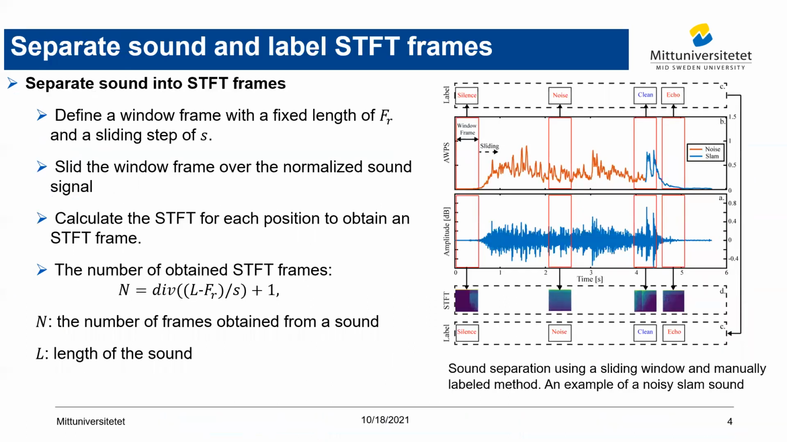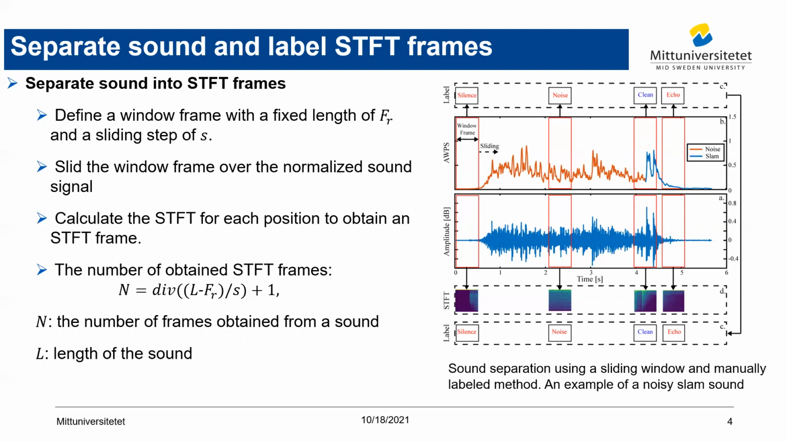Our proposed method includes two main phases. First, separate sound into STFT frames. Secondly, label the frames as clean or noise. In order to separate the sound into numerous STFT frames, we define a window frame with a fixed length and a sliding step. Then we slide the window frame over the sound signal and calculate the STFT for each position of the sound. We use a Hamming window with a window length of 256 to compute the STFT.